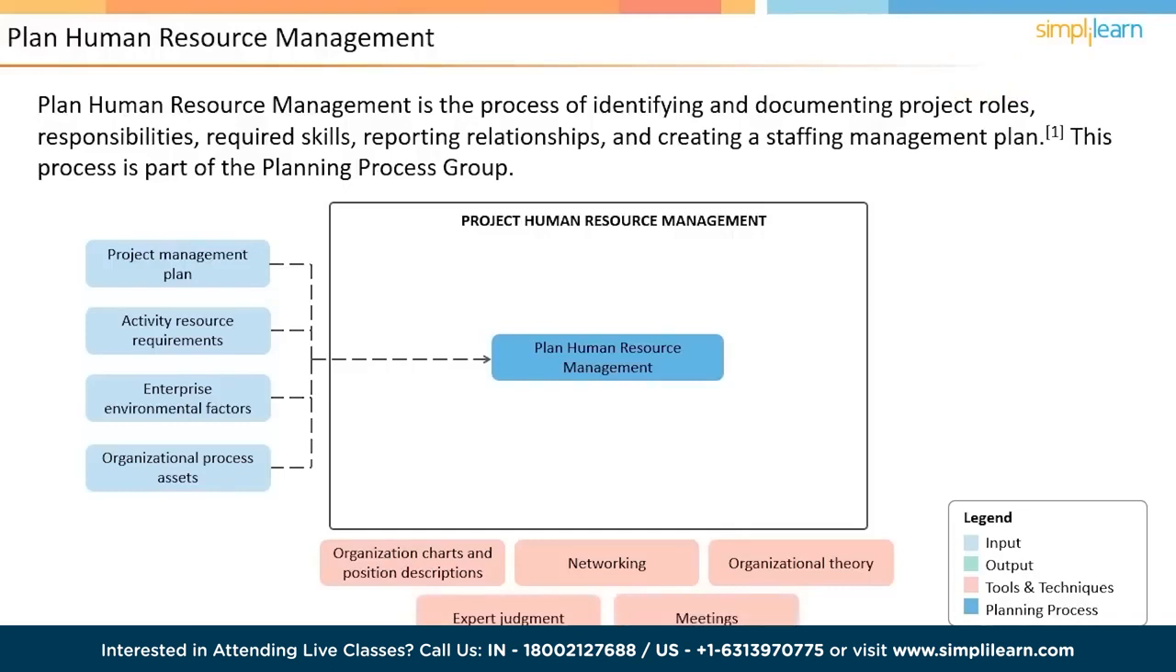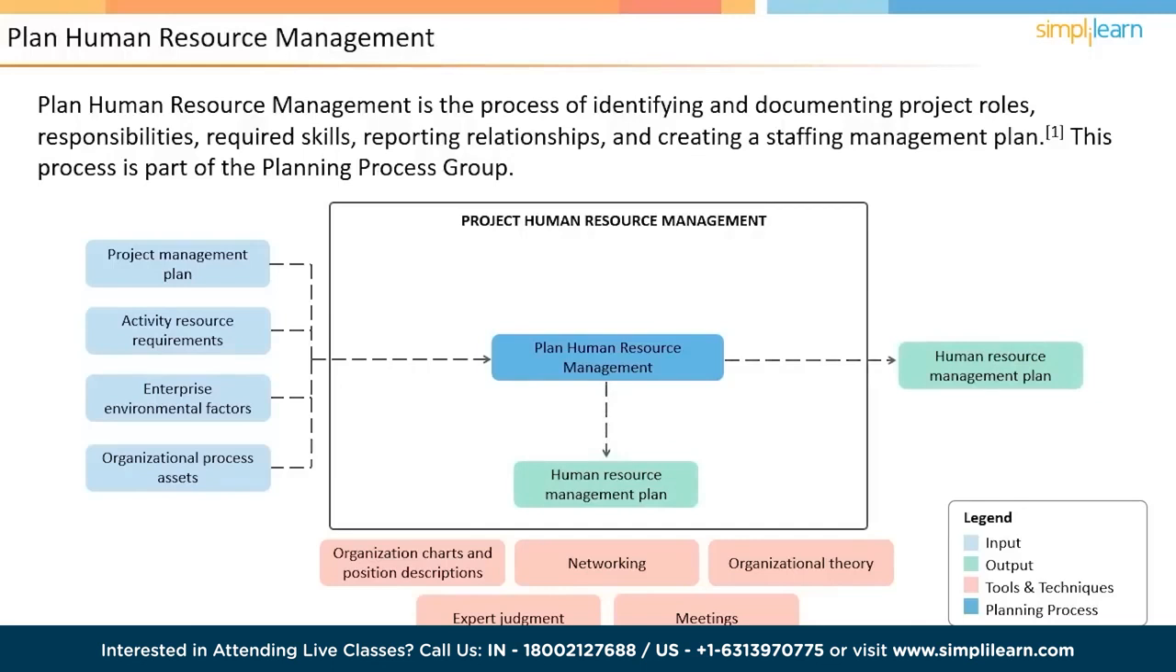The output of this process is the Human Resource Management Plan. This plan contains documents like the Staffing Management Plan, Project Organization Chart, and Roles and Responsibilities Matrix. The Staffing Management Plan is a comprehensive document that describes when and how team members would be added to and released from the project. Another component of the Staffing Management Plan is the Recognition and Reward System.